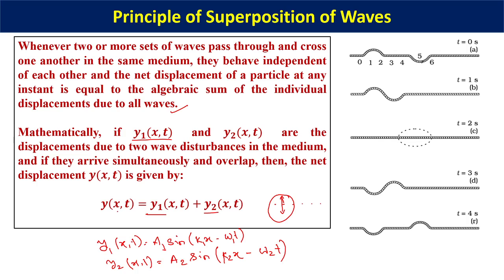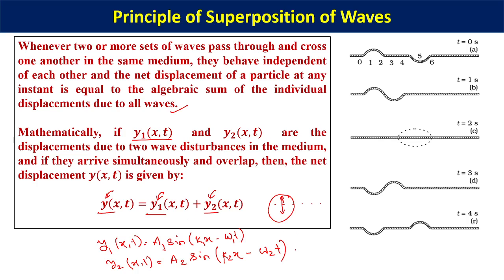So a new wave will be created. Suppose that new wave has its expression as y, given by y1 plus y2, and the particle will respond to this new function y. It will not respond to y1 only, or to y2 only. It will just respond to the sum of y1 and y2, and it is not necessary that there should be only two waves. There could be multiple waves present.